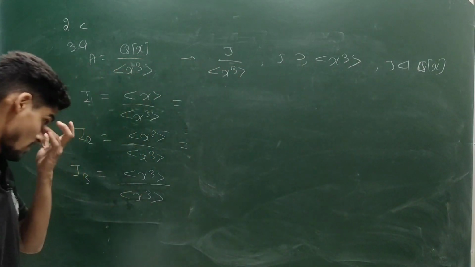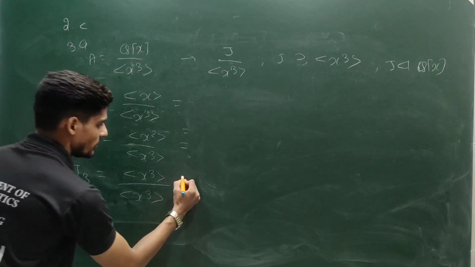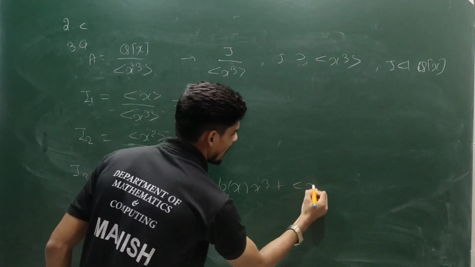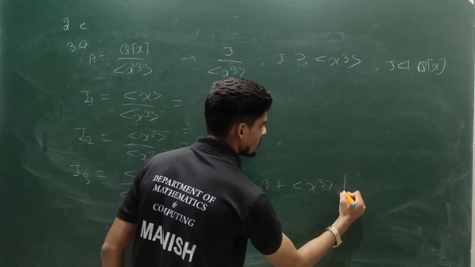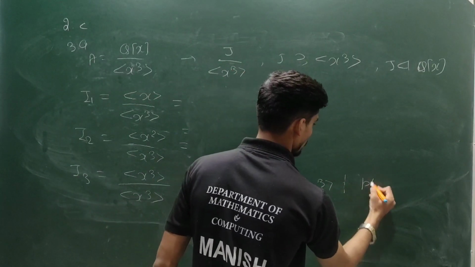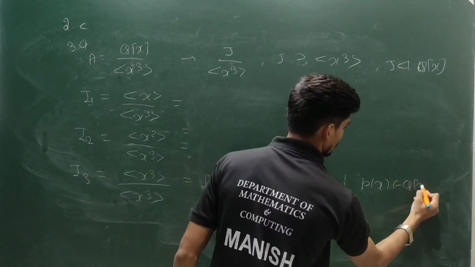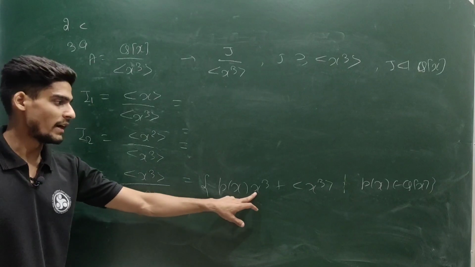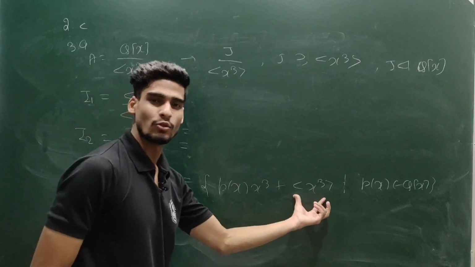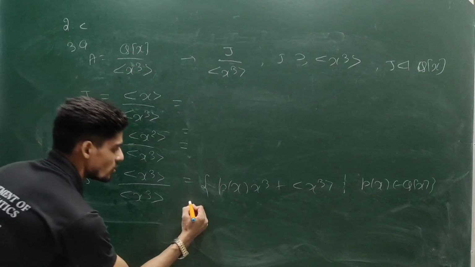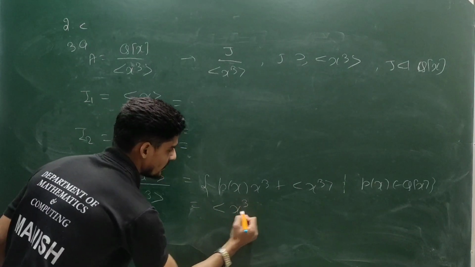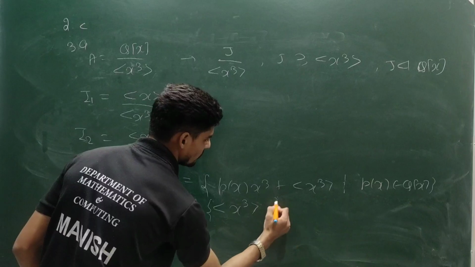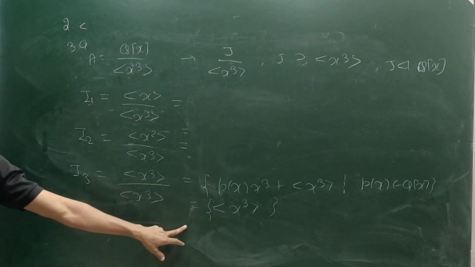Now, if you want to compute I3, this is nothing but p(x) times x cube plus ideal generated by x cube, such that your p(x) is inside Q[x]. But you observe, whenever you are writing x cube, this will be merging in this. So this is nothing but the zero element only. So this is nothing but the ideal generated by x cube only. So this is the zero element.